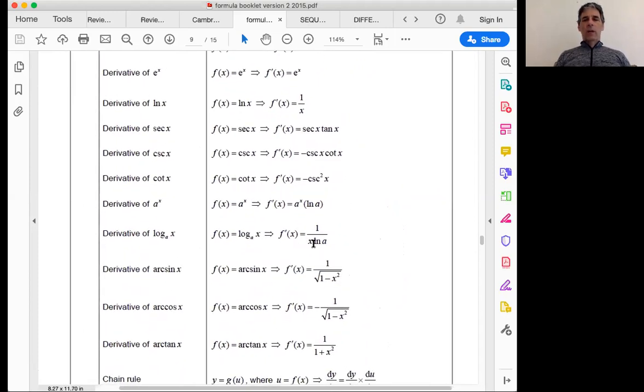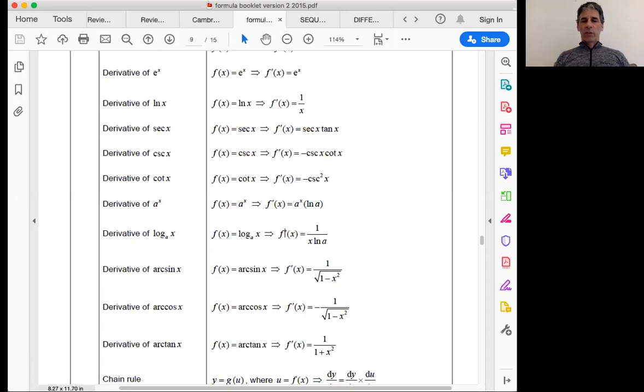I suspect the ln rule isn't there, and neither is e to the x, but they're sort of contained right in here. You can see you've got derivative of a to the x. Well, if a happened to be e, then ln e right here would be 1. Okay, so that would give you e to the x. And if a happened to be e here as well, this ln a would be 1, and so you'd end up with the derivative being 1 over x.